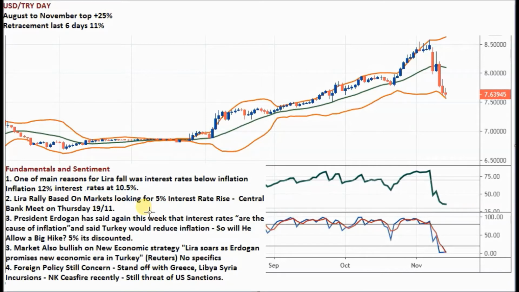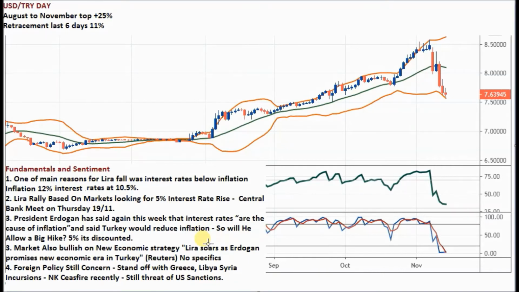But I don't see him going for a 5% rise. Why? President Erdogan appointed him. And President Erdogan has said again this week, he's always saying it, that interest rates are the cause of inflation. There's no logic in that at all. He's kind of eccentric. And he's then said Turkey would reduce inflation. He's actually called interest rate hikes the mother of all evils in the past.